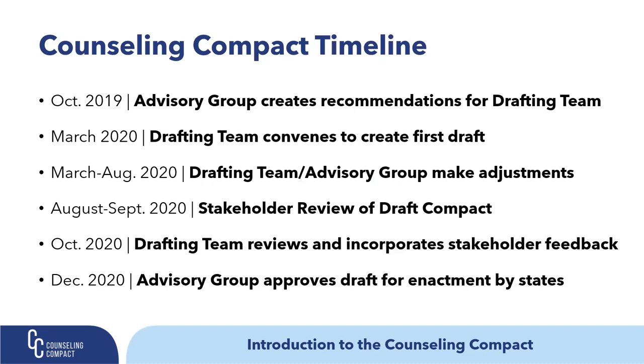And then a look at how we got here and some information about how compacts are created. It's a very stakeholder-driven process. It begins with the creation of an advisory group that includes state officials, those within the profession, and other stakeholders who, through a deliberative process, create recommendations as to what may be included in the compact, facilitated by organizations like CSG, to create recommendations for a drafting team. That drafting team, which is also comprised of state officials and other stakeholders, will take those recommendations. They're a smaller group than the advisory group, and convene to create a draft of the compact. The drafting team and advisory group will then make adjustments, providing feedback to get the compact to stakeholder review.